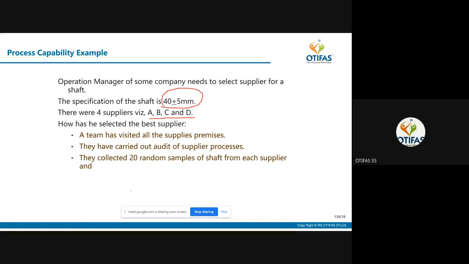It's called supplier audit. Now, suppose this company went to the supplier premises and did an audit. They went and collected 20 random samples of that product. And then they conducted a capability analysis. Let us see how it is done.